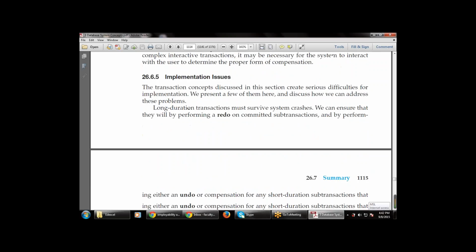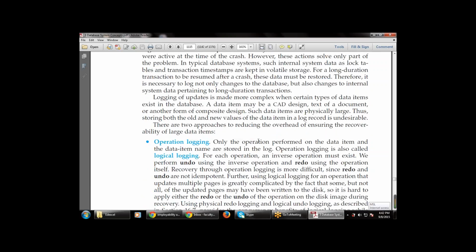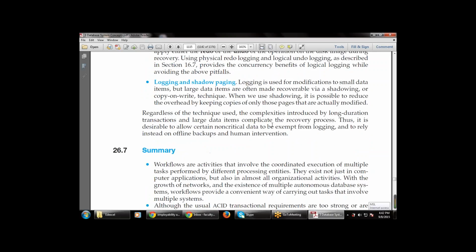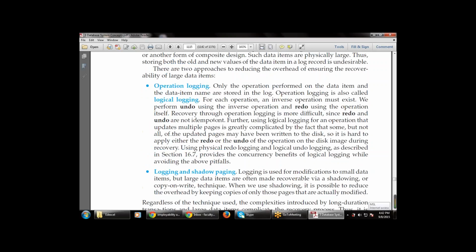There are multiple difficulties, like what are the two approaches used to reduce the overhead. One is operation logging, and the other is logging and shadow paging. So these are the two techniques by which the overhead of ensuring the recoverability of the larger data items will be decreased.